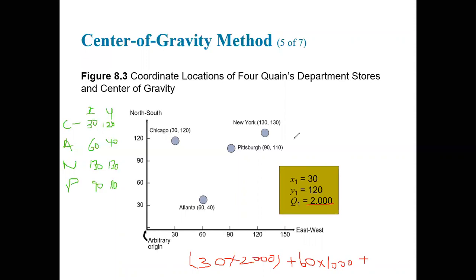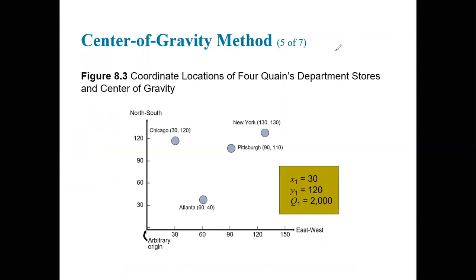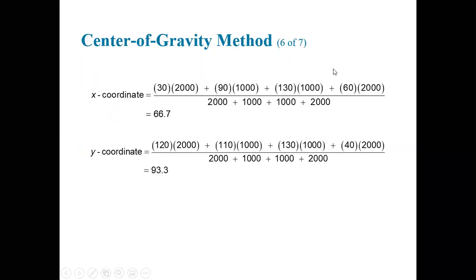And once we're done with that, we divide them by the sum total of all the different tonnage going to all the 4 locations. Okay, so we have Chicago miles multiplied by volume, miles multiplied by volume, miles multiplied by volume, and we divide everything by the total volume. And that gives us a number here. Okay, and this number here is our x coordinate for where this new distribution center should be.